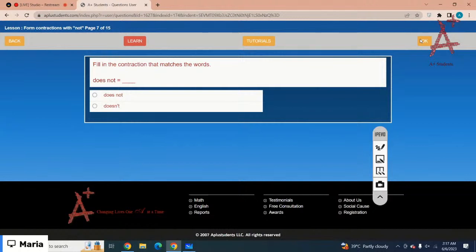You can skip O from the not and it would be doesn't. Option number two is the correct option.